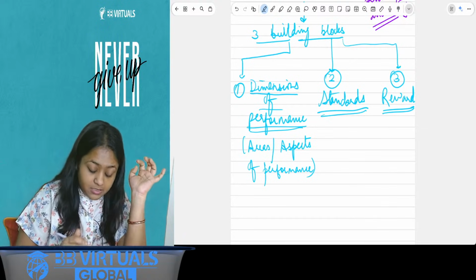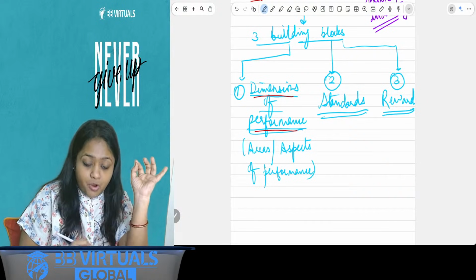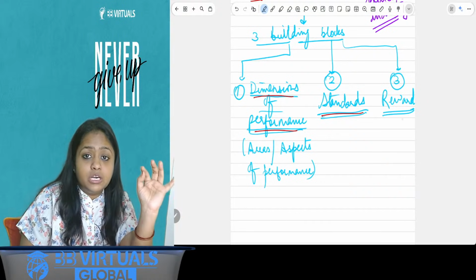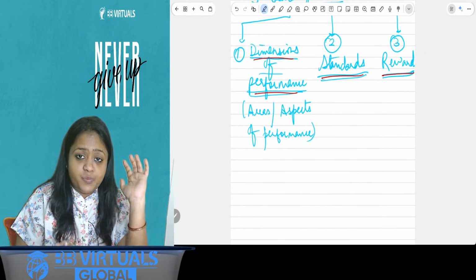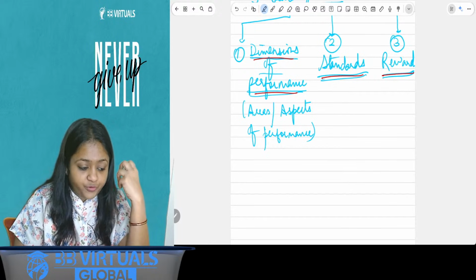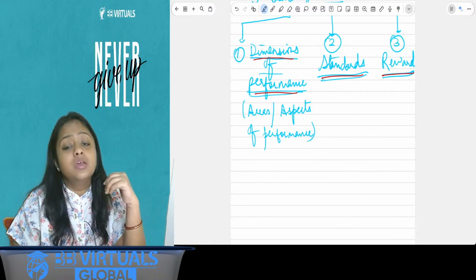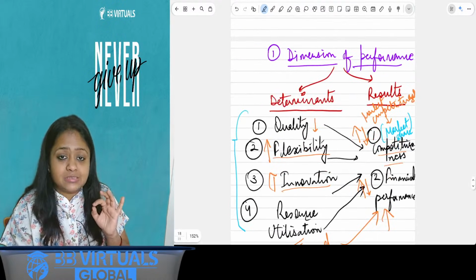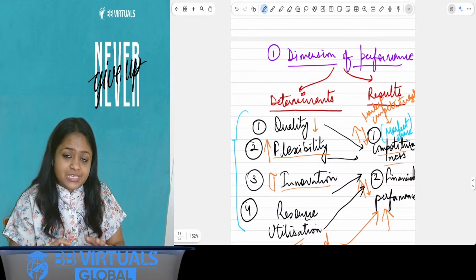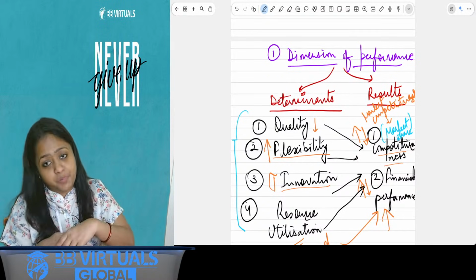The first block is the dimensions of performance. The second block is standards and the third block is rewards. Dimensions of performance are basically the different areas, activities and aspects of performance which we are going to evaluate. This is divided into 6 parts. Out of 6, there are 4 determinants of performance and 2 are the results of those determinants.